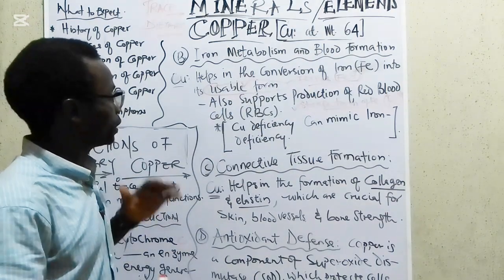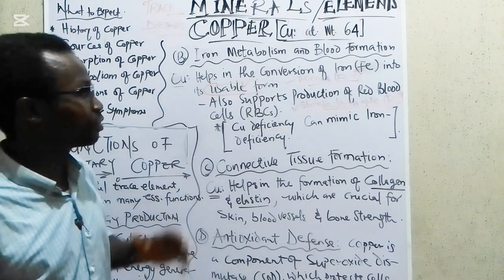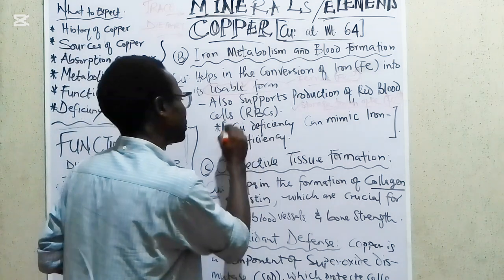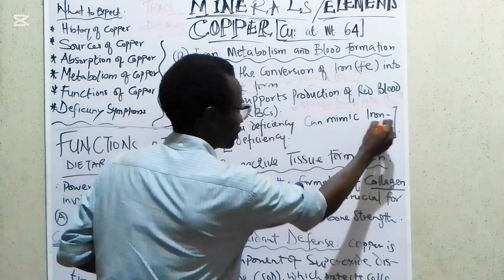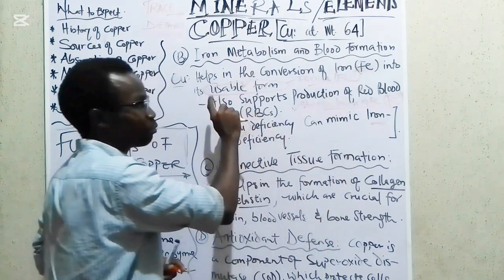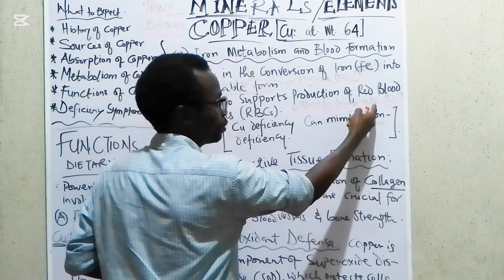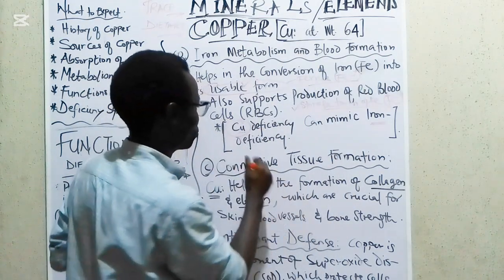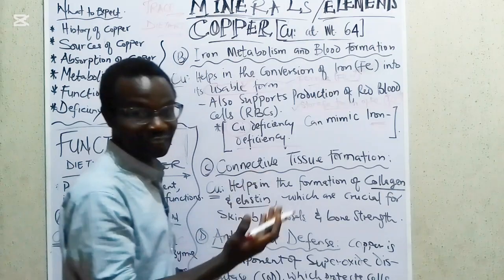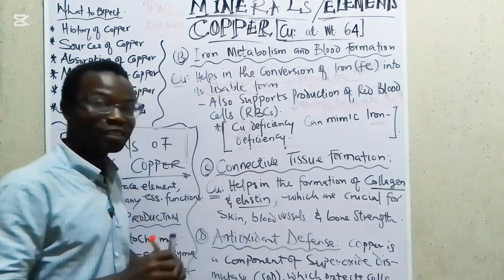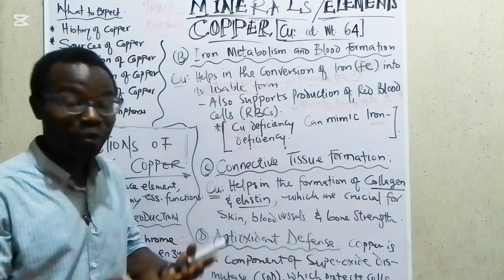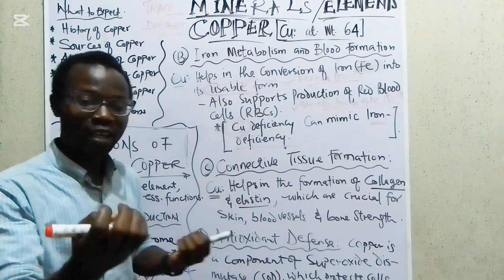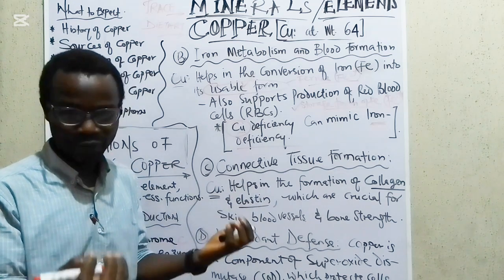I've already talked about this in passing. You understand? Now, copper deficiency mimics iron deficiency. Very simple. So when copper is deficient in the body, you can see that the conversion of iron 3 to iron 2 is impaired. That will lead to what? Anemia or iron deficiency. So copper deficiency and iron deficiency are kind of synonymous.